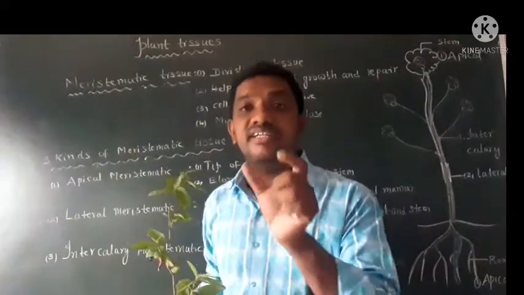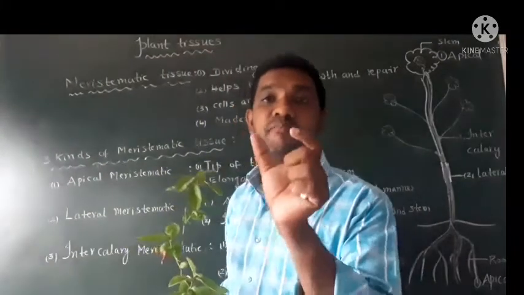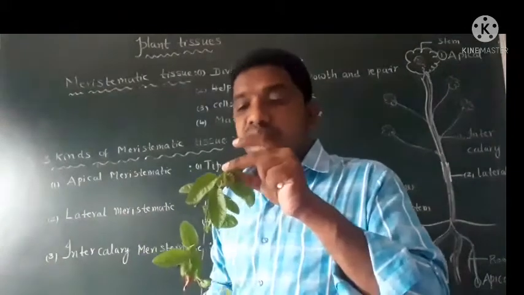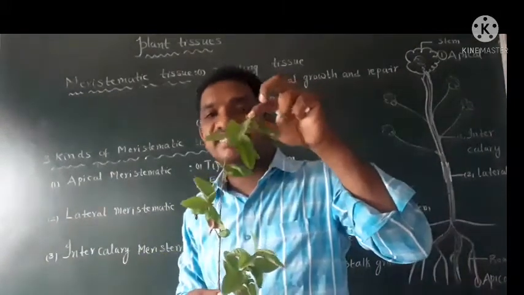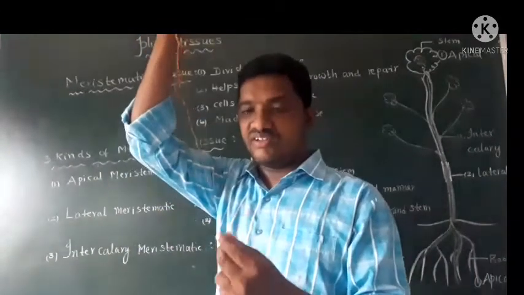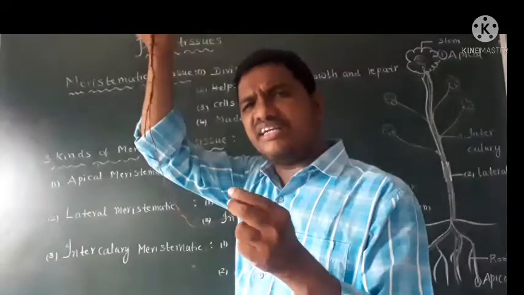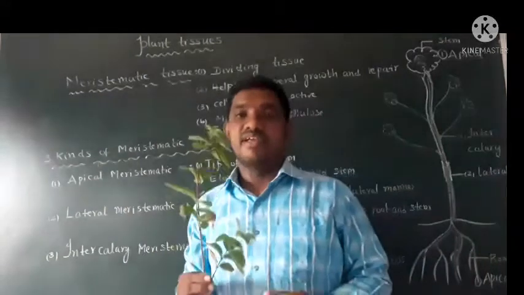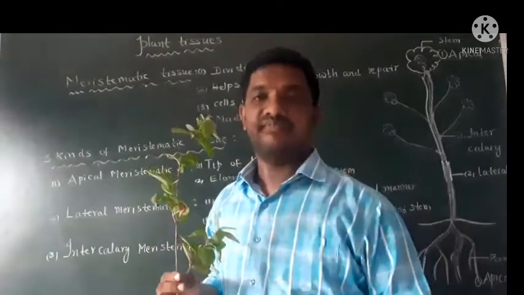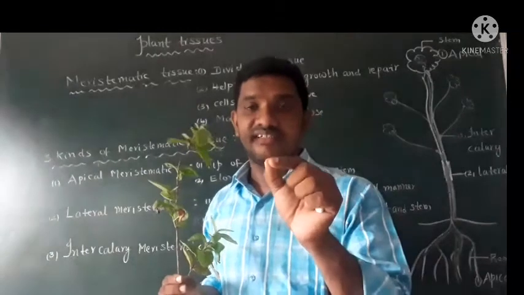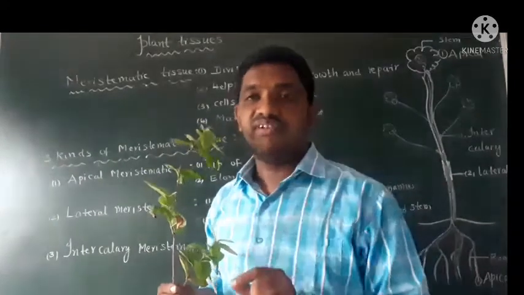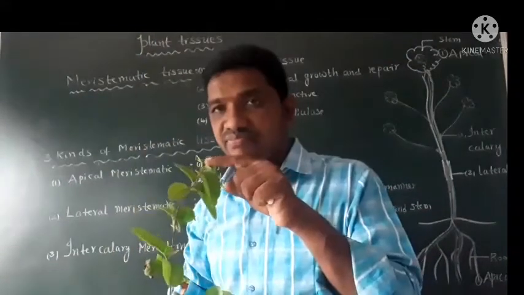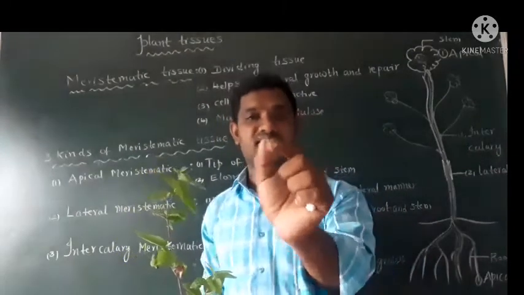Ending part is nothing but the tip part, the tip of the plant body. Apical meristematic tissues are present at the tip of the stem and the tip of the root. Tip means the end part of the root here, the end part of the stem here. Apical meristematic tissues are present in the regions of the tip of the root and the tip of the stem. That is called apical meristematic tissue.